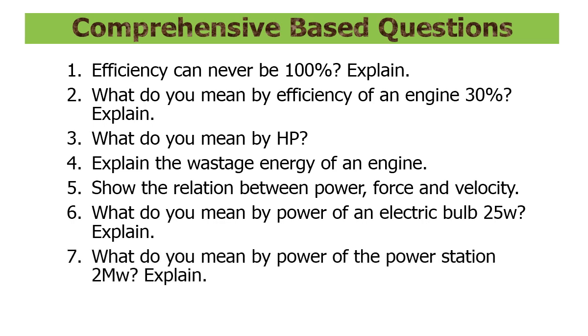And the last question is, what do you mean by power of a power station 2 megawatt? Here MW means megawatt. What does it mean? It means 2 into 10 to the power 6 watt. 2 into 10 to the power 6 joule work is done in 1 second. That means 2 into 10 to the power 6 joule energy will be produced in 1 second from the power station.